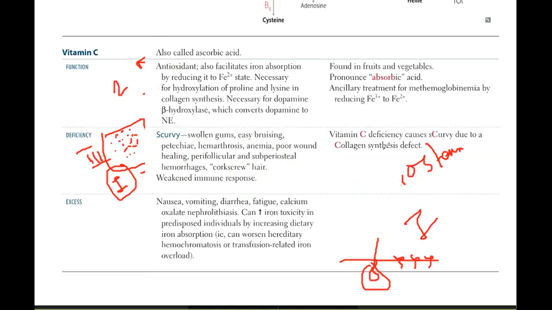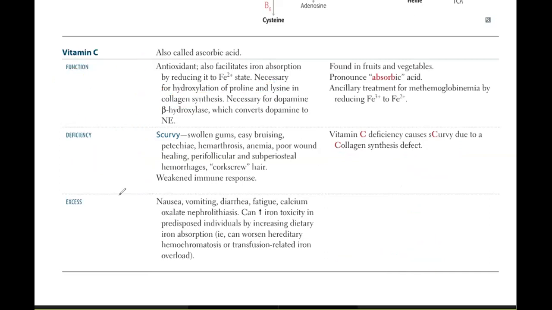Okay, so see here they have also written that it causes scurvy due to a collagen synthesis defect. So that is why this point which I told you, hydroxylation of proline and lysine in collagen synthesis, is very important for MCQs. It is asked repeatedly, so remember this point. Okay, and it's given 2 times in your biochemistry book, so there is no way you can ignore this.